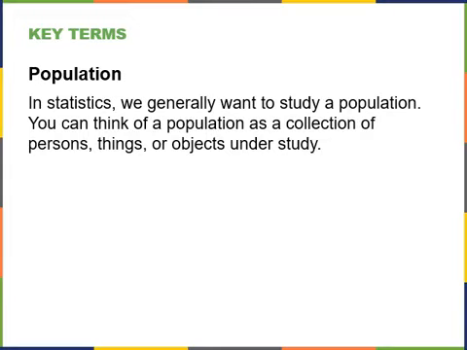When we start looking at statistics, one of the terms that gets kicked around a lot is the population. In statistics, we generally want to study this population. You can think of a population as a collection of persons, things, or objects under study. For example, if I want to study the eating habits of your average college student, the population would be college students.